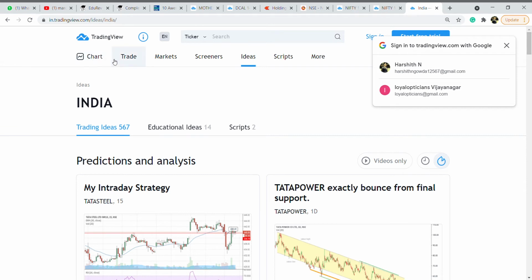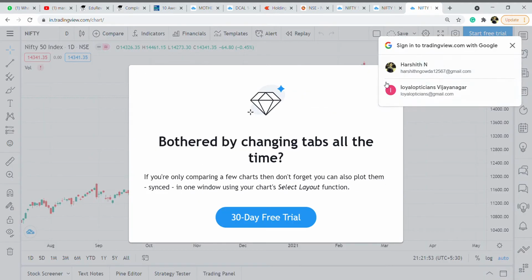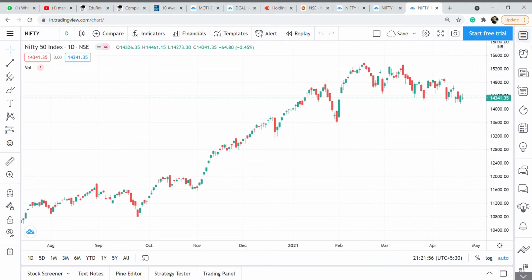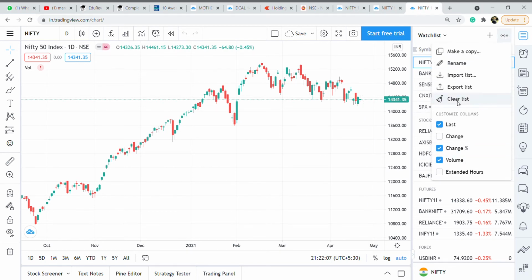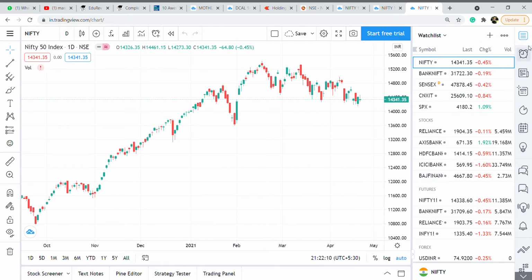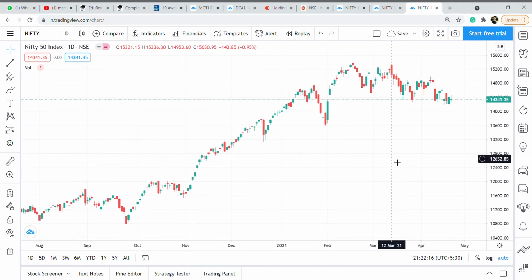Now come to the chart and double click. Before that, actually you can sign in with your email ID. So double click on the charts. Maybe first time when you open it, you will be having a window something like this. So when you come across this, go to this settings here and just clear the list, make this empty. After that, press this button, and it vanishes off. And this is the window where we'll be analyzing the charts.